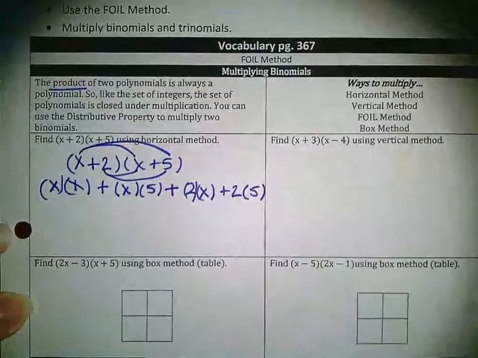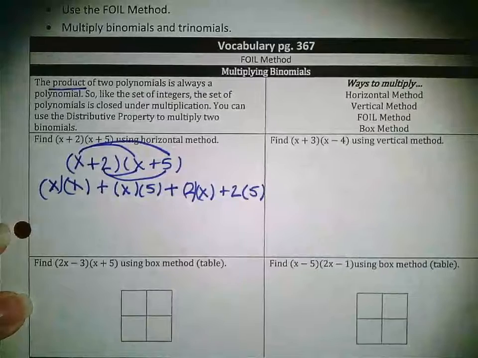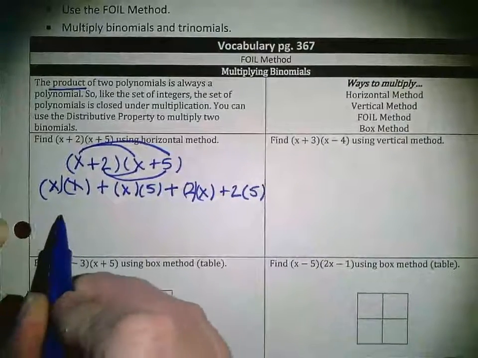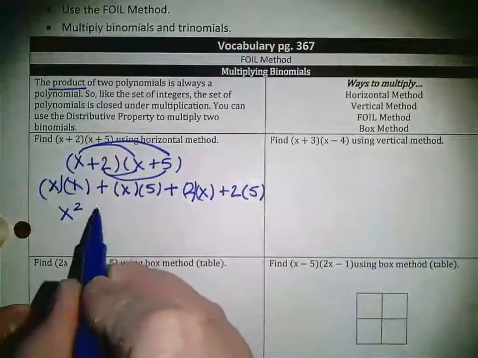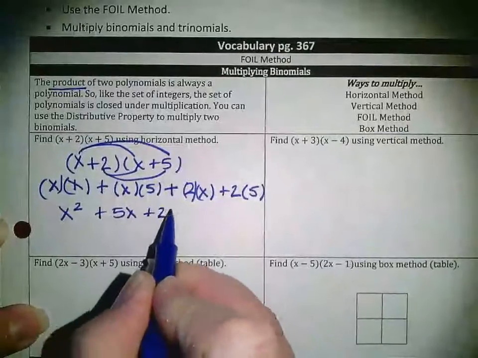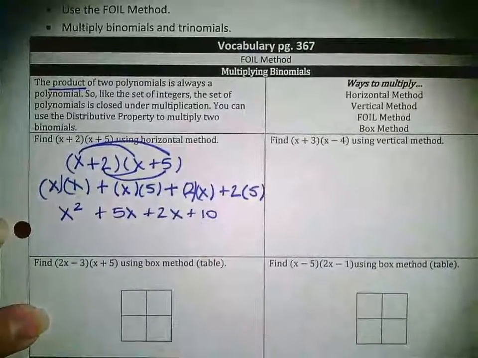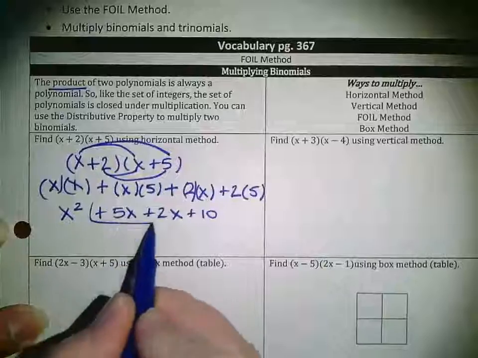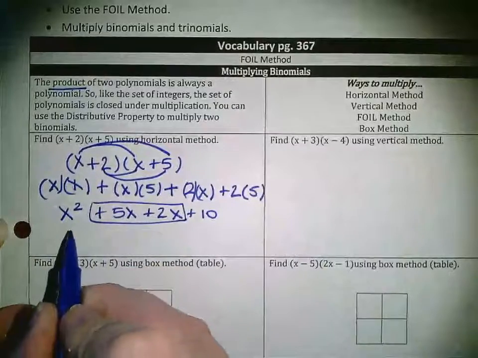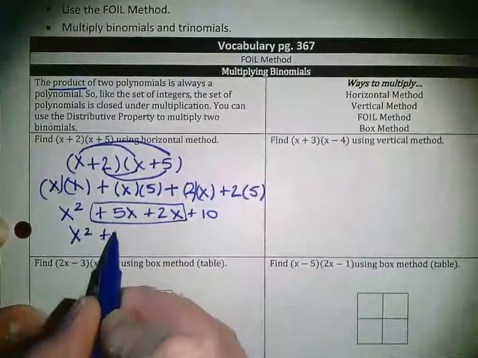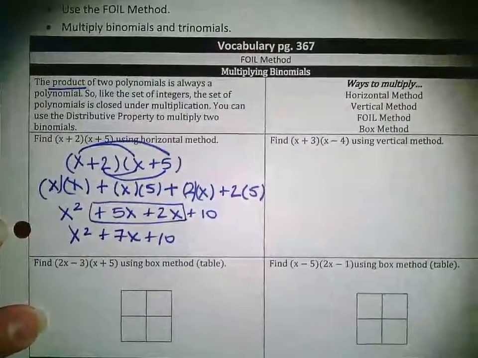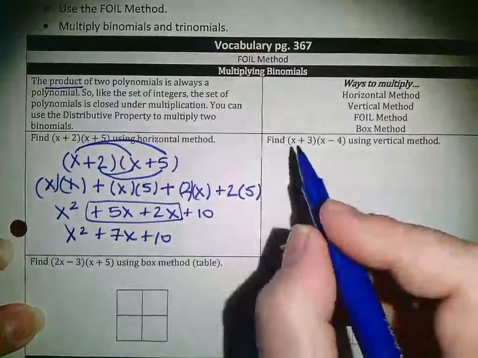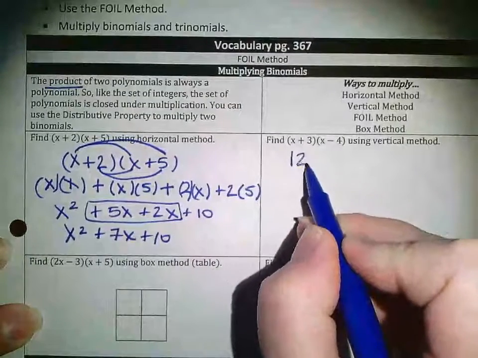So you can see where I pulled the numbers from, which isn't bad, but it's also kind of tedious and a lot of work and very easy to make a mistake. So you end up with x squared, because x times x is x squared, plus your 5x, plus your 2x, plus your 10. Add these common terms together, usually they're in the middle like this, and you get x squared plus 7x plus 10.